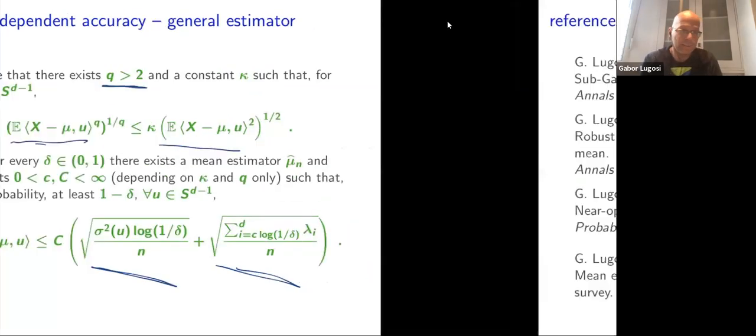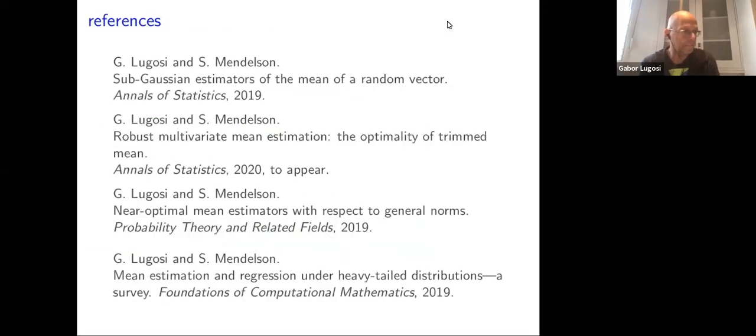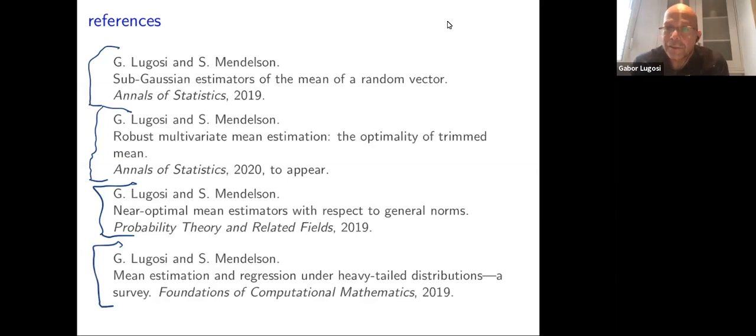And so here are just some references of the papers that I mentioned. This is the median of means tournament paper. This is the trimmed mean paper. This third one, I didn't talk about. Instead of the Euclidean norm, you can ask what happens if you want to use some other norm as a measure of accuracy, and one can also construct optimal, sub-Gaussian estimators in that sense. Of course, it has to be understood what sub-Gaussian means under different norms. And this is that survey that Sasha mentioned at the beginning. So that's all I wanted to say.